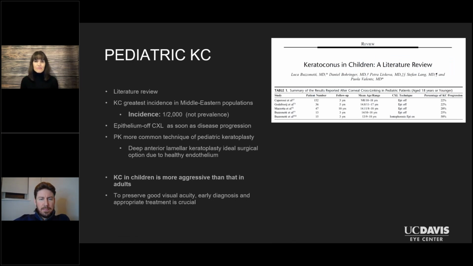And as we know, in the pediatric population, the incidence is 1 in 2,000, not the prevalence there. But keratoconus in children is far more aggressive. So you can think of it like myopia. If a child is myopic, it's likely going to get worse. It depends on how quickly it's going to get worse. And of course, that's why we have so many different myopia management options. But in keratoconus, the severity of keratoconus is probably going to get a lot worse and very, very quickly. So that's why we really want to diagnose children very early and treat them early as well.